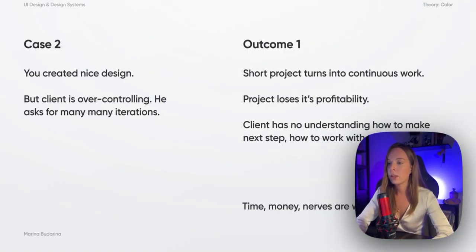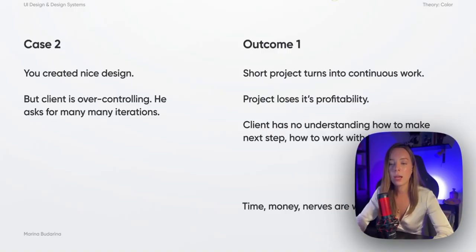That's the first case. In another case, you also created a nice design, but again with no system. But the client already had an experience with the first one. This time, he's over-controlling. He asks for many iterations. So a short project turns into continuous work. Instead of moving forward, you're stuck in a loop of constant adjustments. And that's not all. As you keep making changes, the project becomes less profitable, because the client pays you money, you are working on it, but the project is not published. So the business itself doesn't get a profit. So it's not a win-win situation.